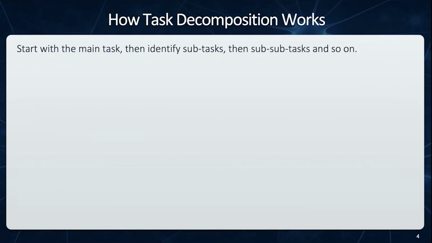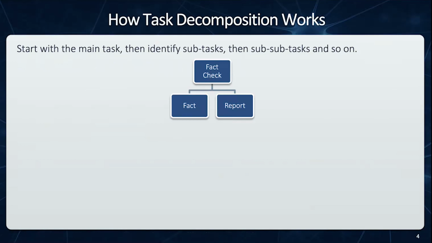So, how does task decomposition work? Well, we're going to start with the main task and then identify subtasks and then sub-subtasks and so on. Let's say, for an example, I want to create a custom agent to fact check. Well, let's see here. What are going to be the subtasks involved in that? Well, I'm going to have the fact itself that I want to verify, and then a report on that. So what's the report going to consist of? Well, a source list and a report summary of all the different sources.